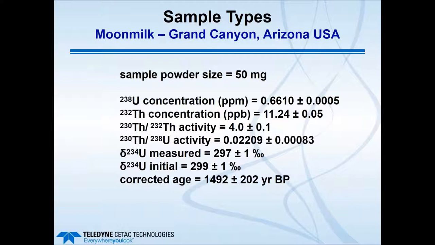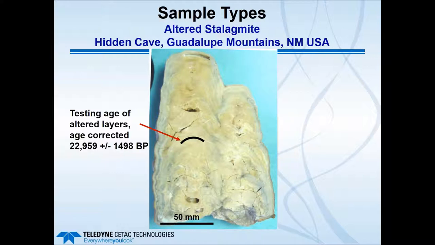Okay. But now we'll look at a couple of others that we recently collected some data for, which are quite a bit older by the method. Here's an altered stalagmite. This is from a hidden cave on Guadalupe Mountains, also in New Mexico. The sample was taken from that area of the stalagmite. There you can also see the scale on the sample. It's about 23,000 years by this measurement method. So this was considerably older than some of the previous samples.